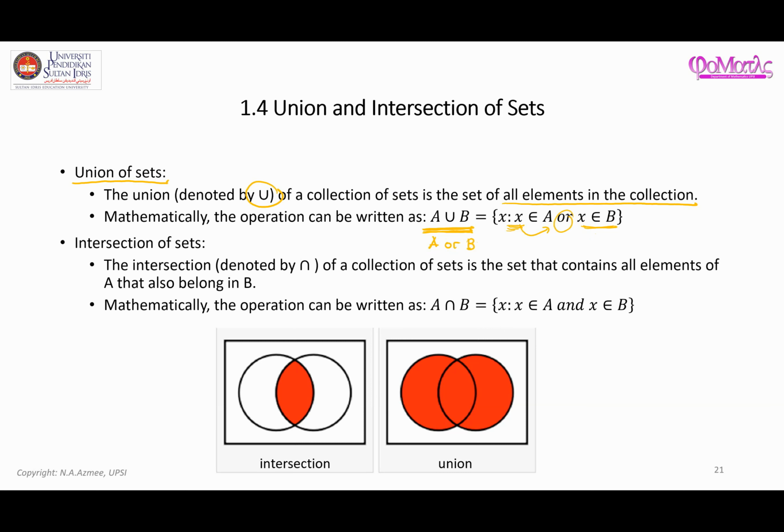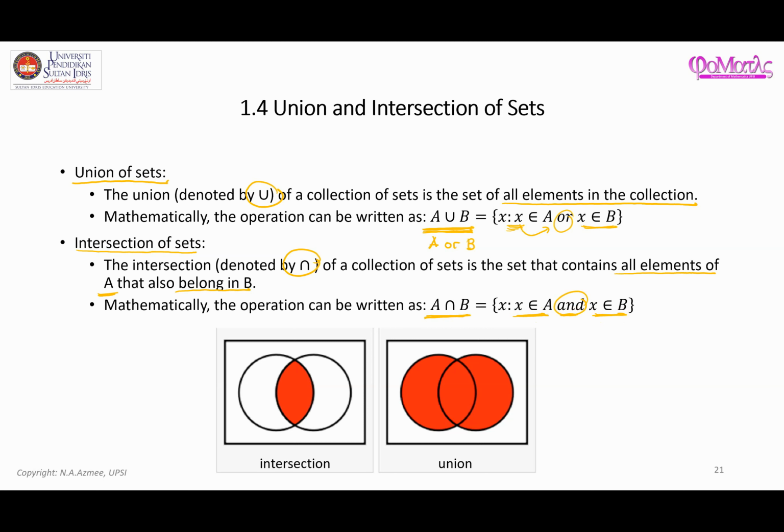Now, let's look at the idea of intersection of sets. The intersection is normally denoted by this symbol here, and it is a collection of sets such that the set contains all elements of A that also belong in B. Mathematically, the operation can be written as this one. So A intersects B, where you consider the elements X, where X must belong in A and it must also belong in B.